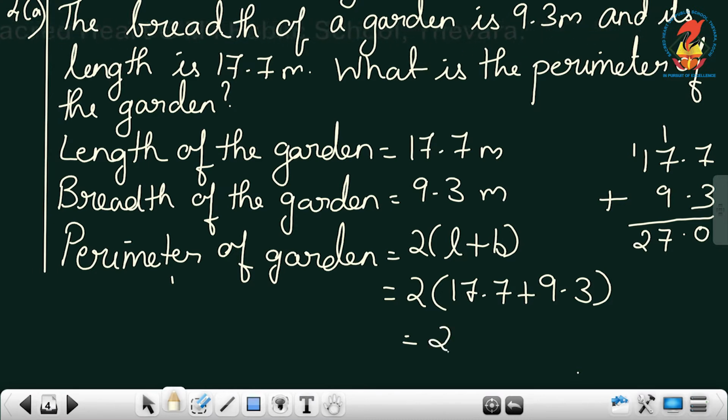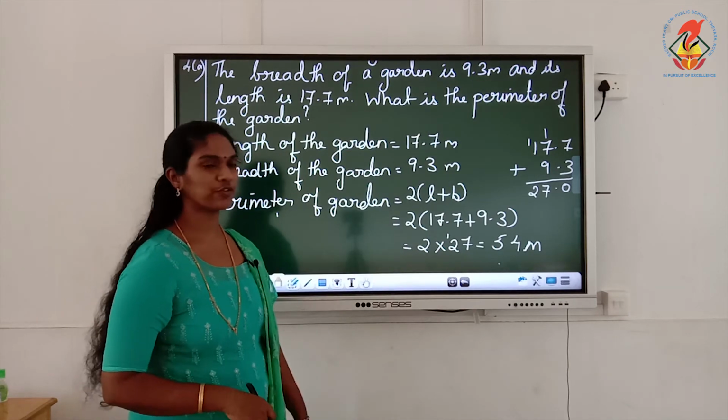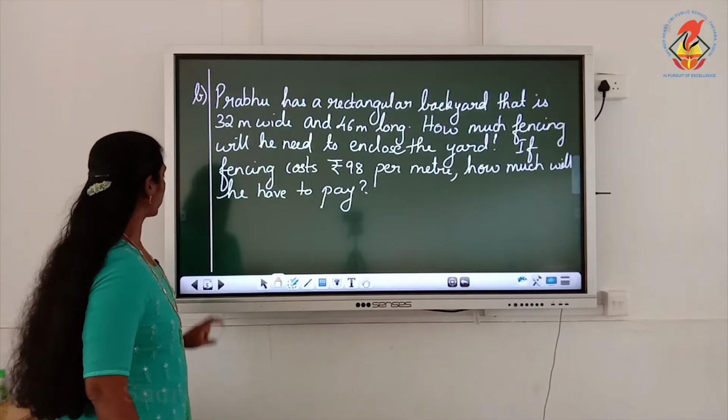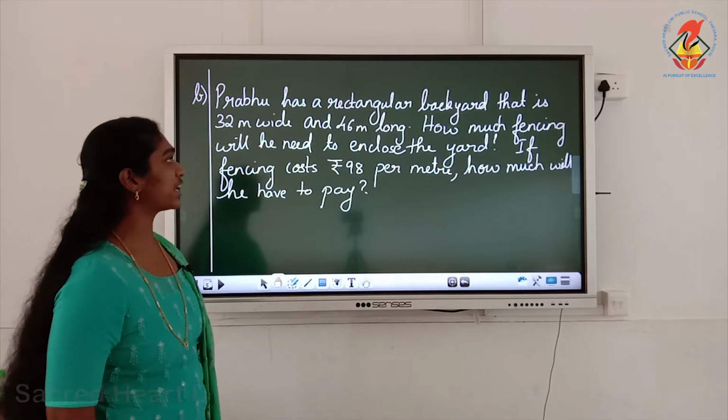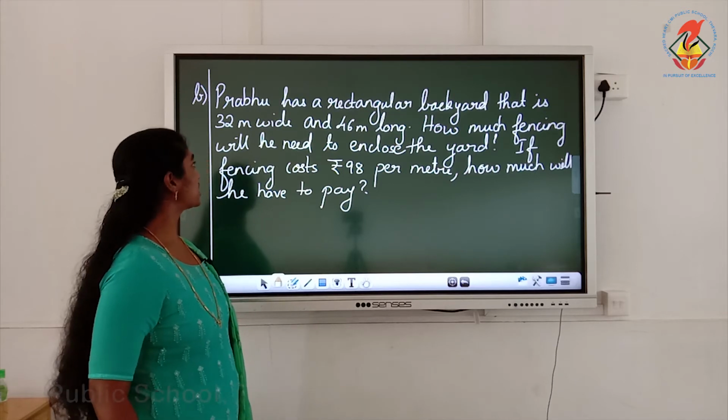27.0 is 27 itself. So, 2 into 27. How much is 2 into 27? 2 7s are 14, carry 1. 2 2s are 4, plus 1 you get 54. So, 54. They are asking you the perimeter. So, what is the unit, children? Unit is meter itself. In question it is given meter. So, the perimeter is 54 meter. Okay, 2 into 27, 54 meter. Understood? Now, moving on to the second word problem. Prabhu has a rectangular backyard. Shape is already given, the rectangular backyard that is 32 meter wide.